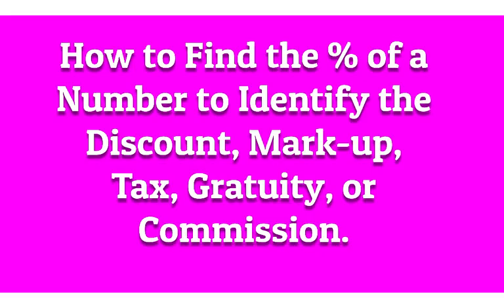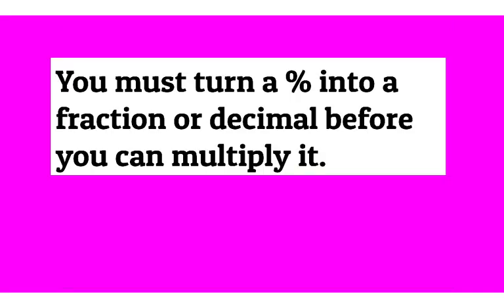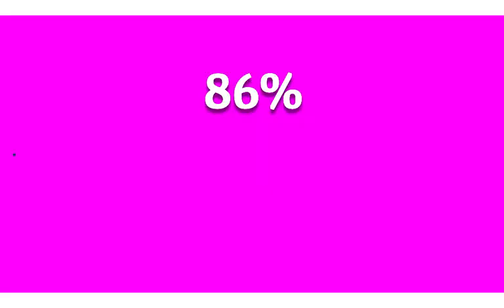Welcome to how to find the percent of a number to identify the discount, the markup, the tax, gratuity, or commission. Things you should already know. You must turn a percent into a fraction or decimal before you can multiply it. Therefore, if you see a percent, all you have to do is get rid of the percent sign and move the decimal 2 places to the left, and you have a conversion.